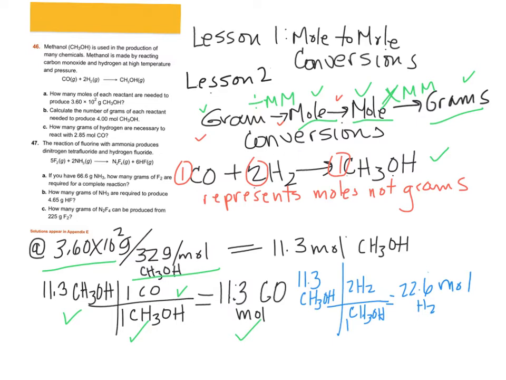Whereas if I want to convert 11.3 moles of CH3OH and figure out how many moles of hydrogen were needed, the mole ratio for hydrogen to CH3OH is 2 to 1. So I end up with 22.6 moles of hydrogen. So that's what they were asking. How many moles of each reactant are needed to produce 11.3 moles of CH3OH? I needed 11.3 moles of carbon monoxide and 22.6 moles of hydrogen.